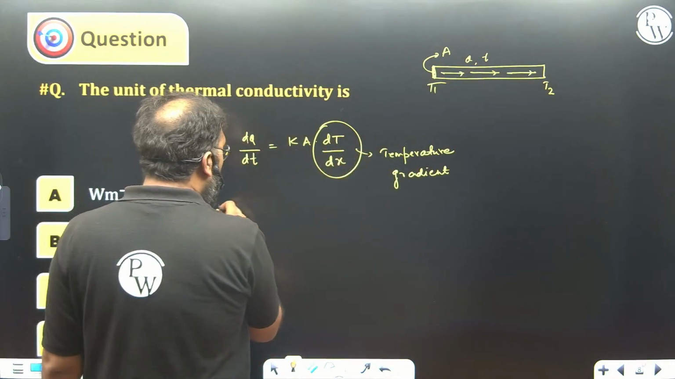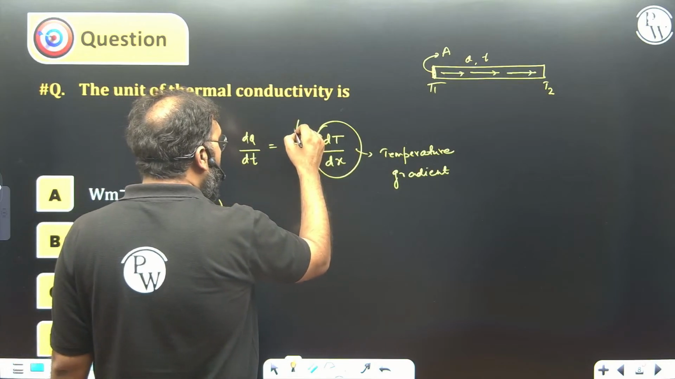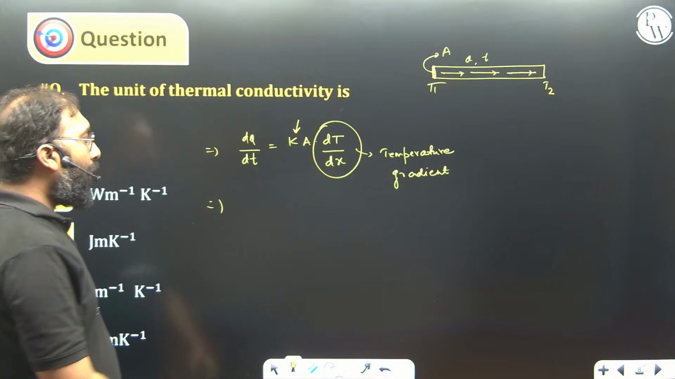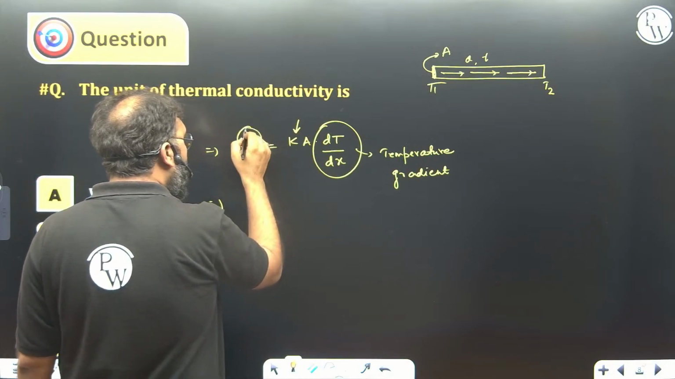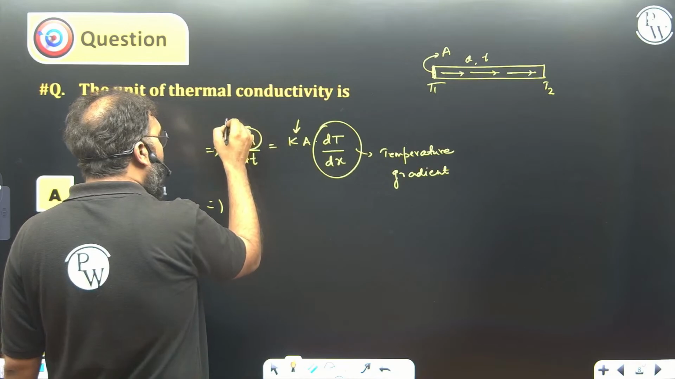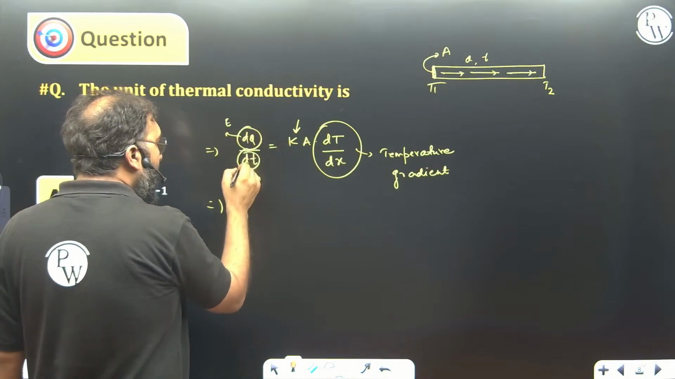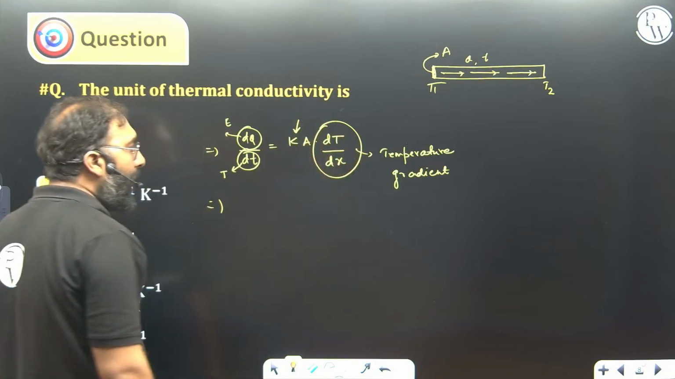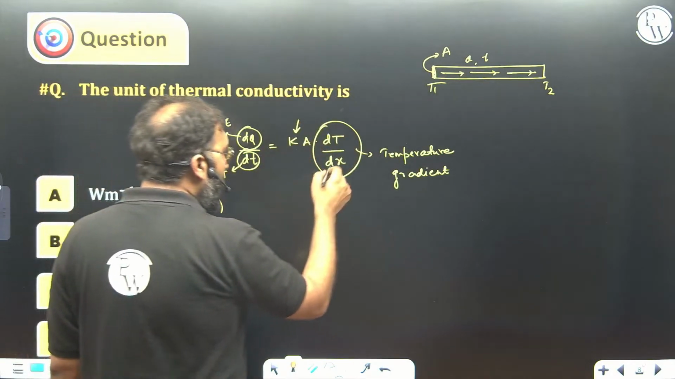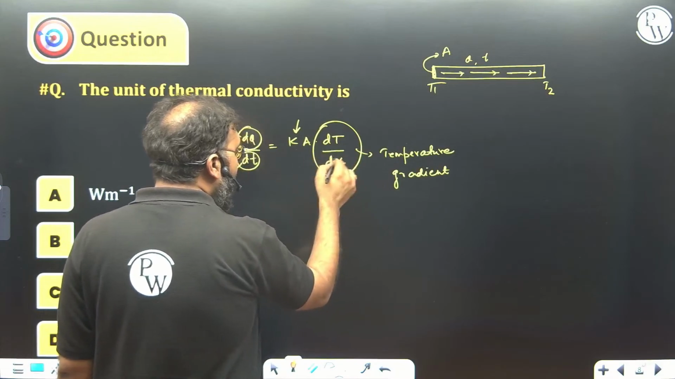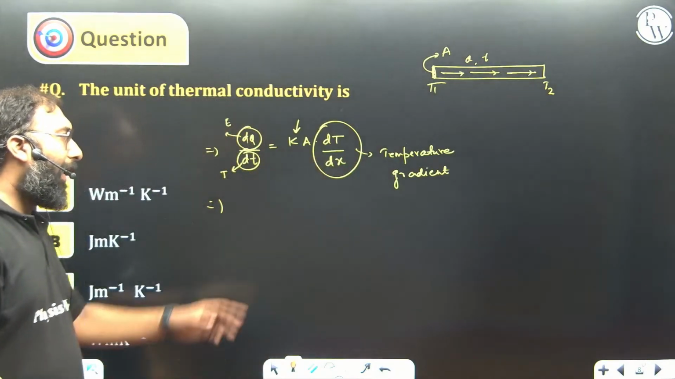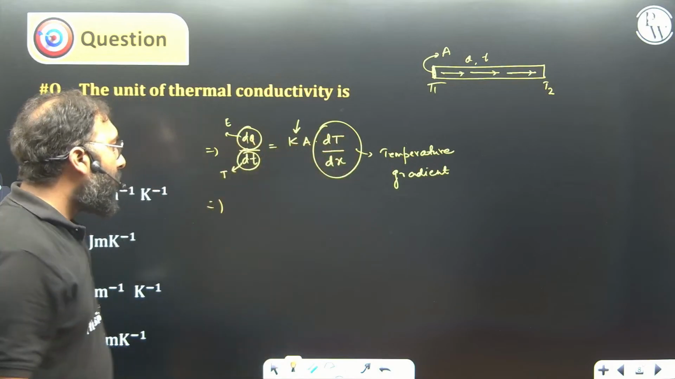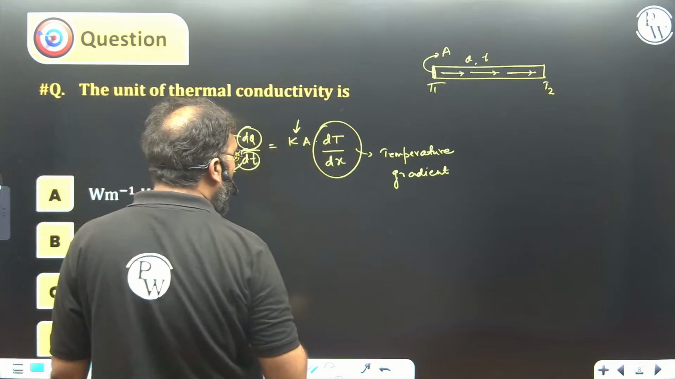So here what I can do is, I need the dimension of K. From here I can say dQ is heat energy, so it is going to have the dimension of energy. This is having the dimension of time. And this is temperature, so it will be in Kelvin, right? And dx is the length, and this is area. So I have the dimensions of all these things, so from here I can calculate the dimension of K.